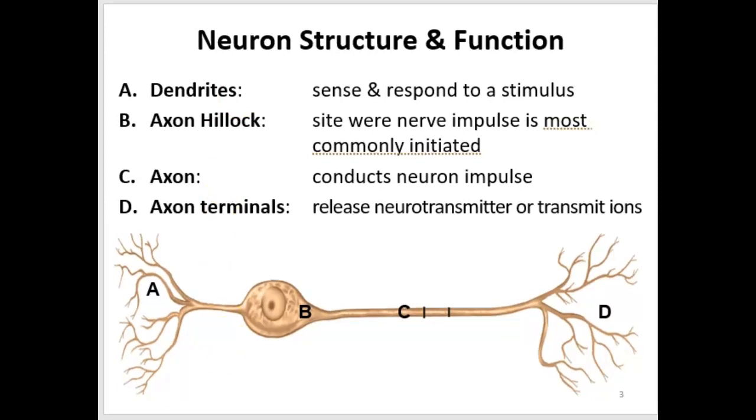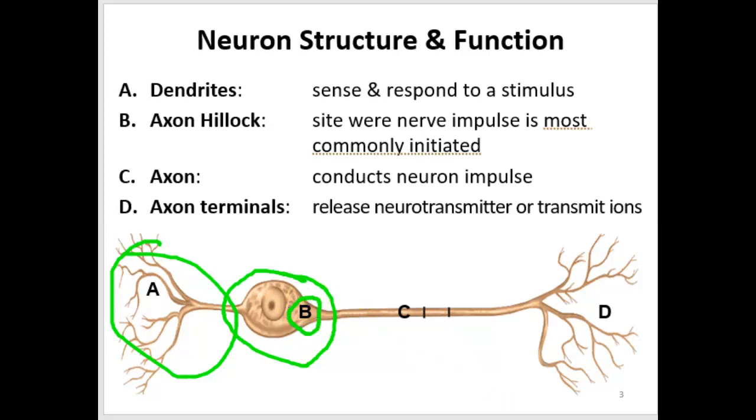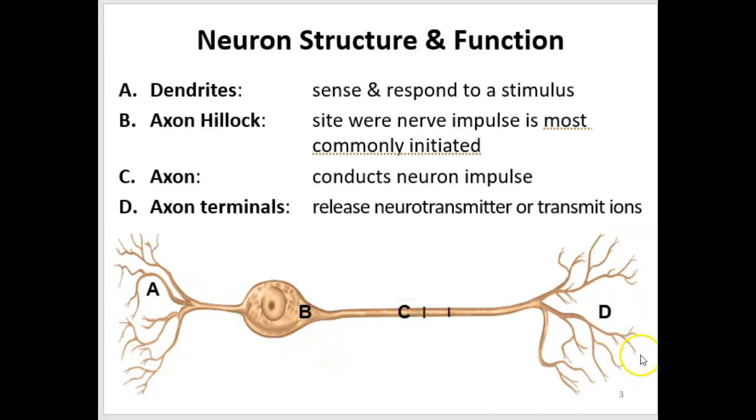So let's just review some structure of the neuron first. Over here we have dendrites labeled A, and then we have the soma, and B is labeling a part of the soma called the axon hillock, where it tapers before the axon right here, which is C. And then the axon terminals, of course, are out in the periphery here, labeled D. This is true for a basic motor neuron, so we'll look at that in a minute here.